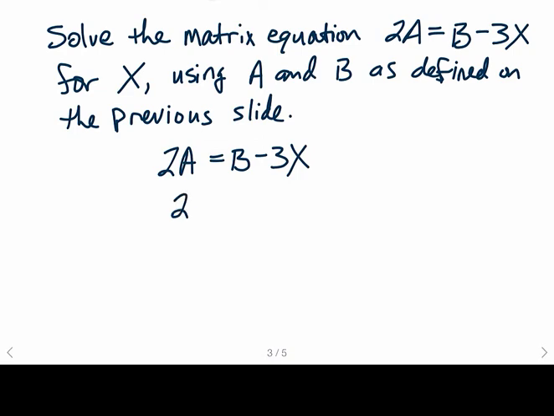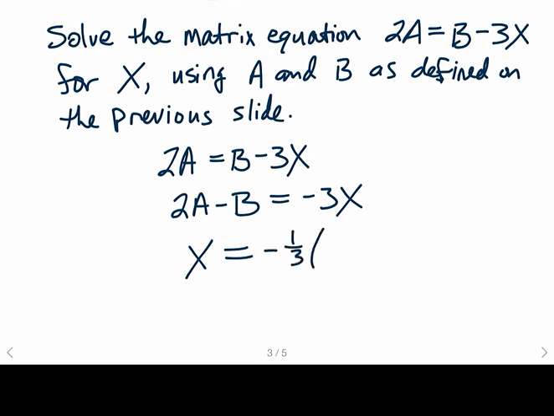And so first, I'm going to subtract B from both sides. 2A minus B equals negative 3X. And then I'll divide both sides by negative 3. Actually, the way I'm going to do it, I'm going to write X equals, because I like to have my X on the left-hand side. I'm going to say X equals negative 1/3 times the quantity of 2A minus B. You see, that's how I'm going to write down that I'm dividing both sides by negative 3. And so what I need to do is find 2A minus B, and then divide that by negative 3.